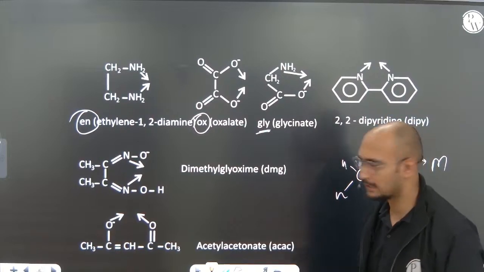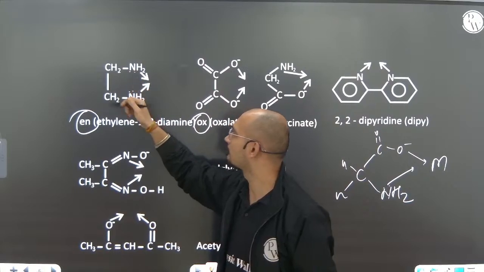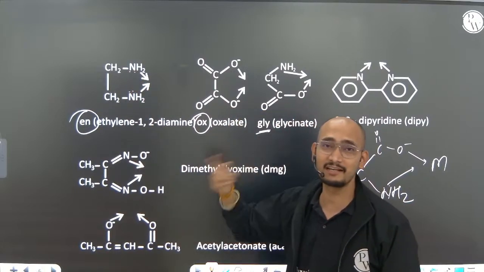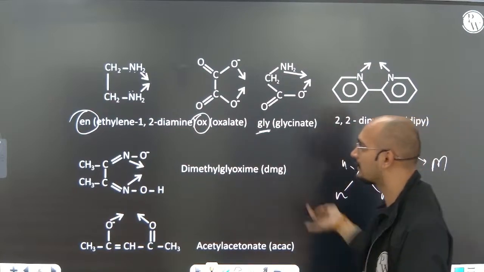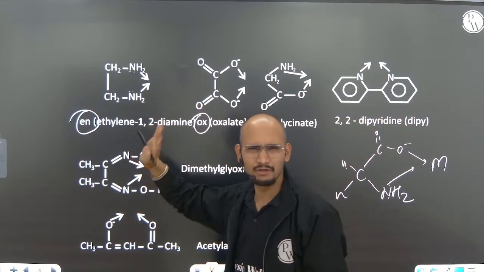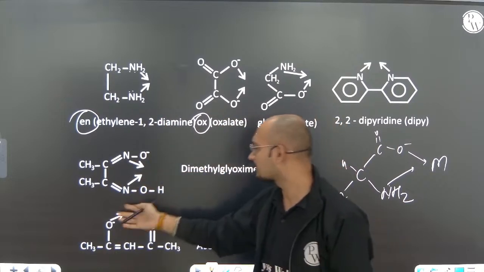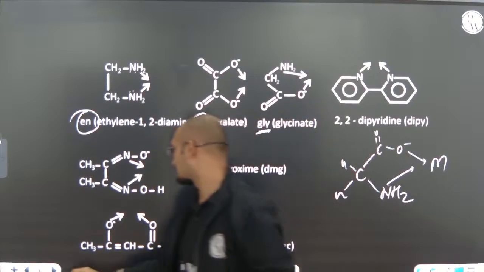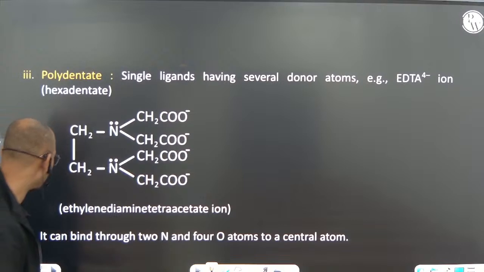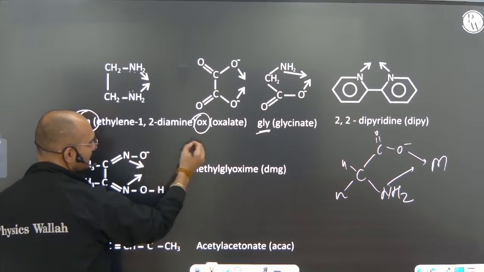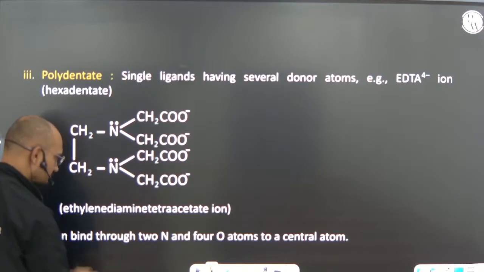So it is bidentate, or didentate. Now, in the case of oxalate and en, the lone pairs are given by the same kind of atom, so it is a symmetrical bidentate ligand, while glycinate is an asymmetrical bidentate ligand. I hope you understand what I'm trying to say. Next, here dimethylglyoxime, and next here acetoacetate. What are the important ones? Generally we see oxalate, en, and glycinate many times, not the others.